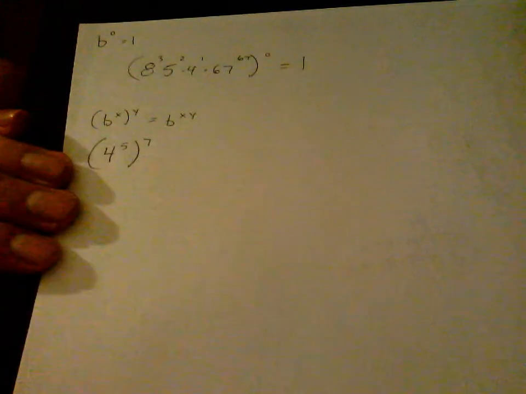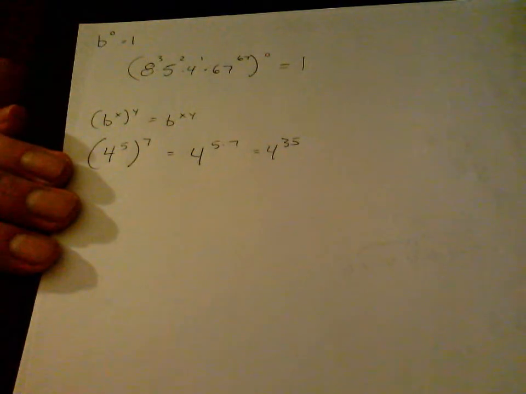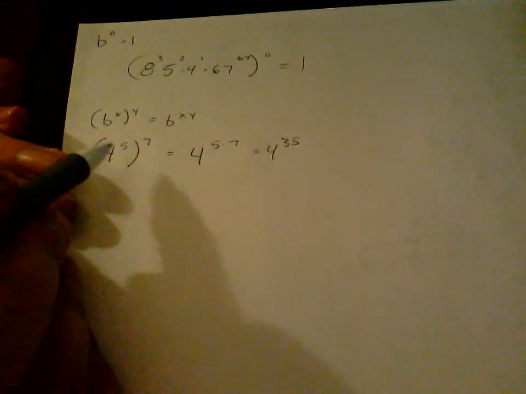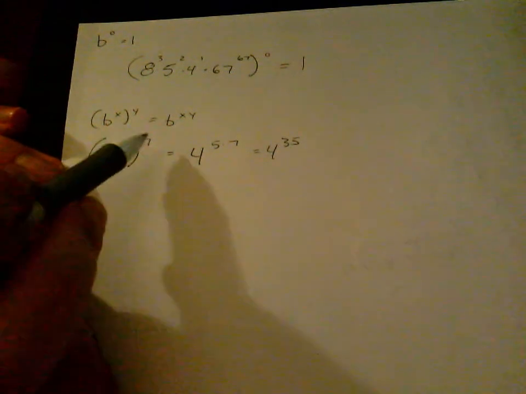So let's say we had 4 to the 5th power raised to the 7th power. What that's telling us to do is take 5 times 7, which equals 4 to the 35th power. Why this works out is if you think of it like this: if this tells us how many times we're going to multiply this against itself, then we're going to do this 7 times.